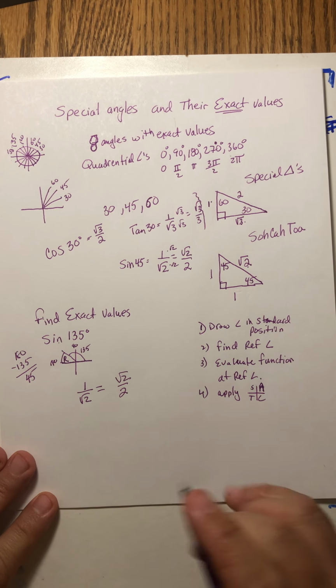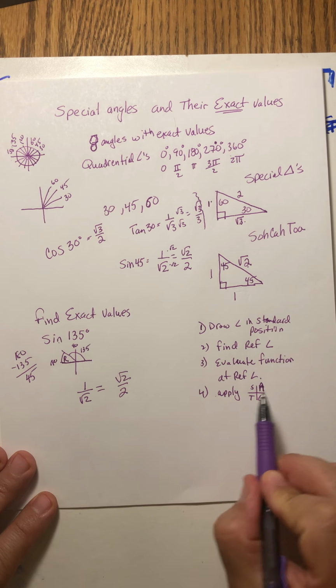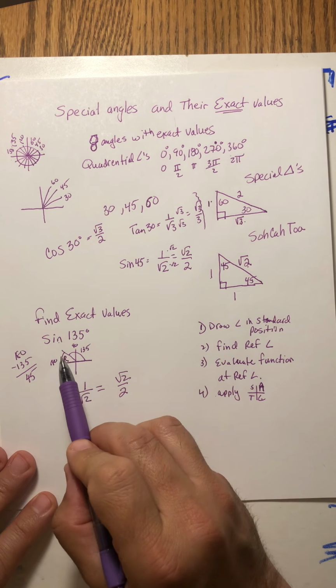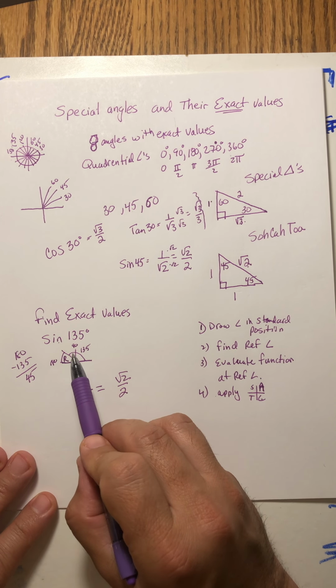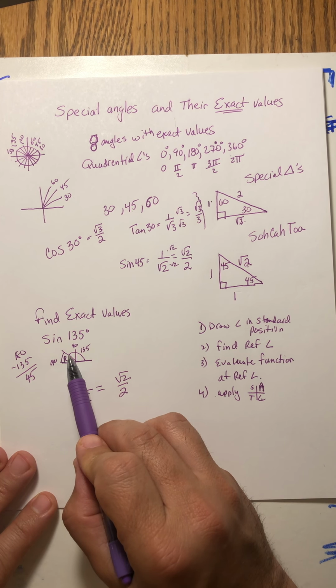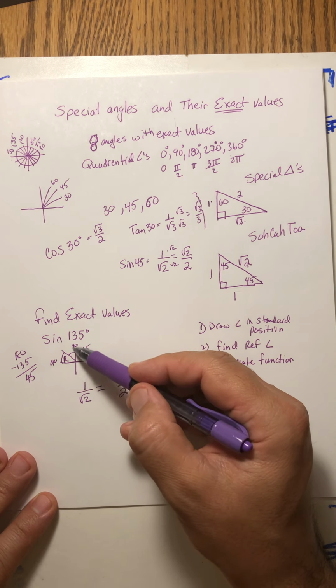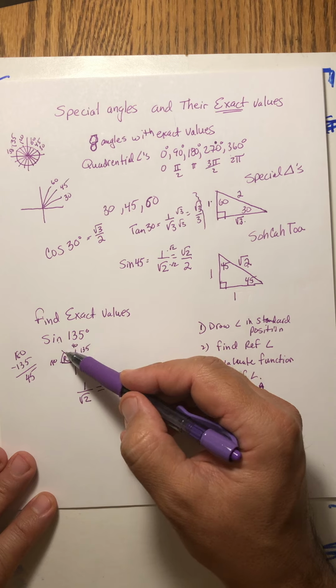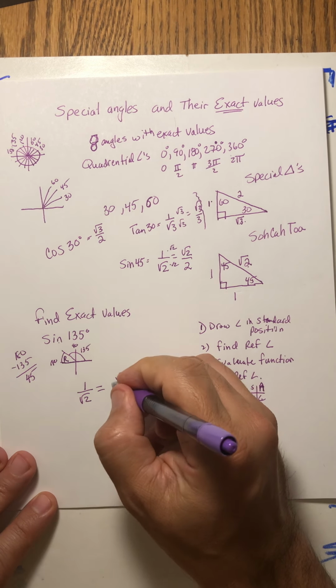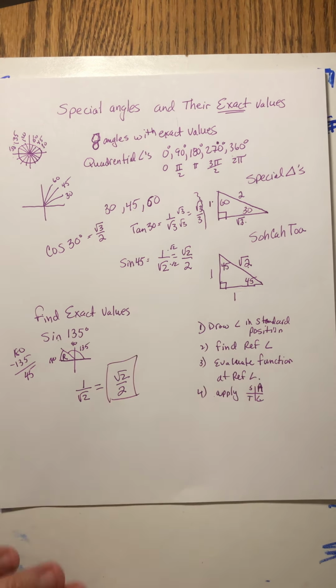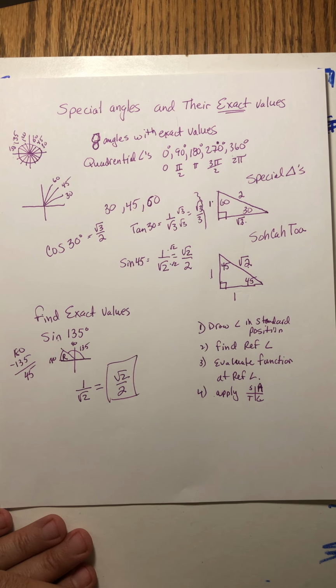All right, now number 4, apply ASTC. What quadrant is this? This is quadrant 2. What do you know about sine in quadrant 2? The y values are positive. Remember, anything above the x-axis is positive. So this is positive. That means we're done.